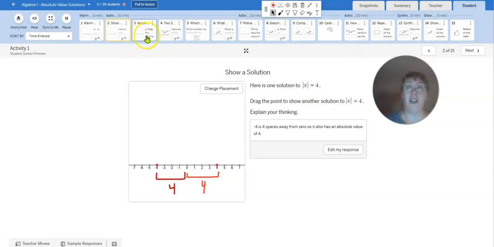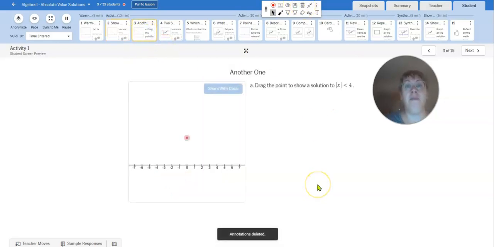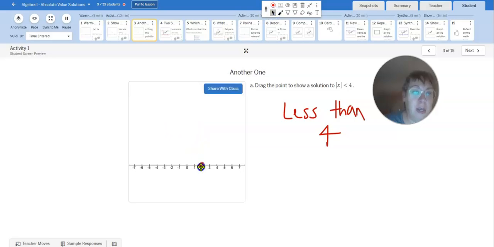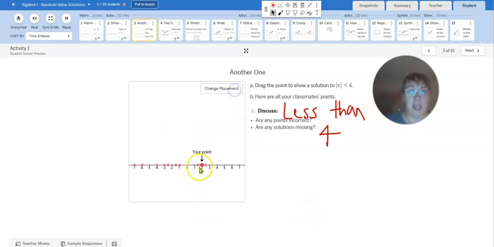When you're all set, go to slide 3. Drag the point to show that the absolute value of x is less than 4. So any distance that is less than 4. So this could be 2, right? The absolute value of 2 is 2. Here's some other points from your classmates. You can change your placement and move it wherever to kind of see what the vibe is.